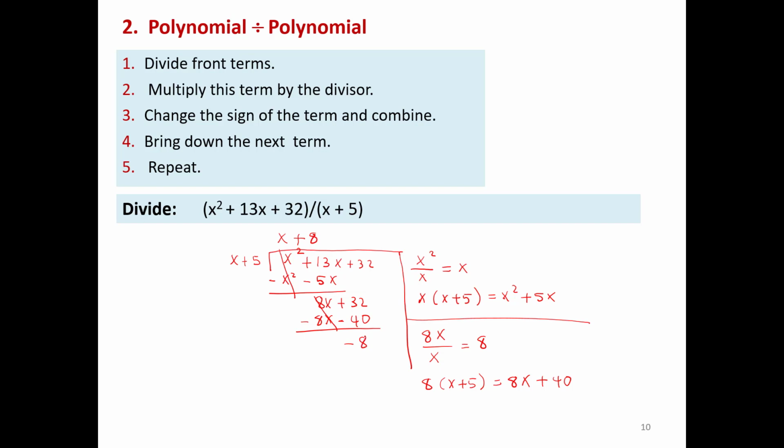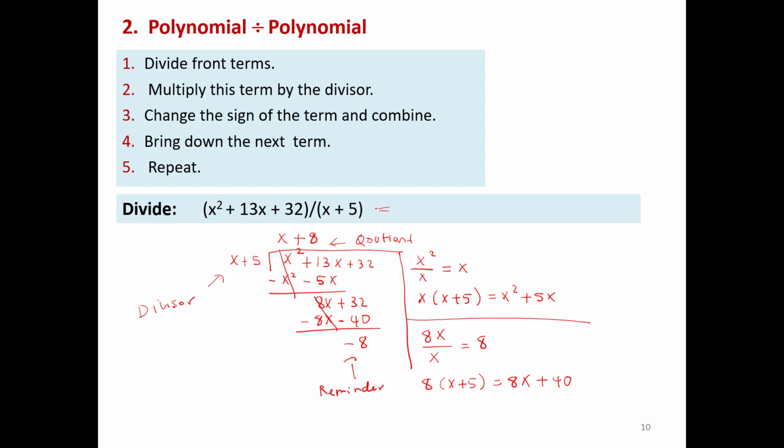Now there is no variable in the remainder, then we stop the division. Now we need to write the answer. We need to just remember this is the remainder, the divisor, this quotient.